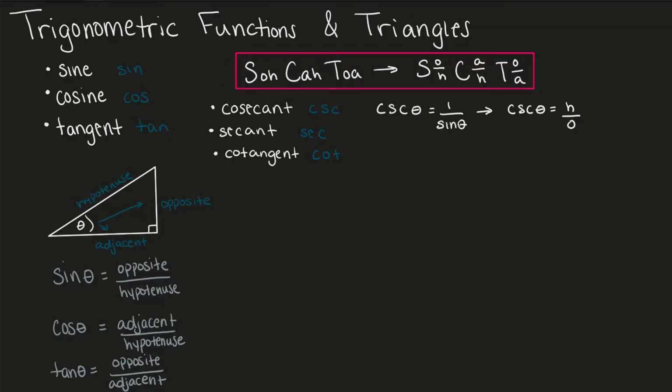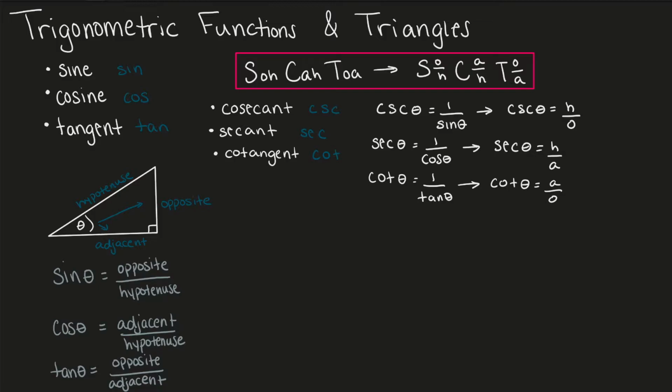The secant of theta is 1 over the cosine of theta. Therefore, secant theta is equal to hypotenuse over adjacent, or H over A. And cotangent of theta is equal to 1 over the tangent of theta, which means cotangent theta is A over O, or adjacent over opposite.